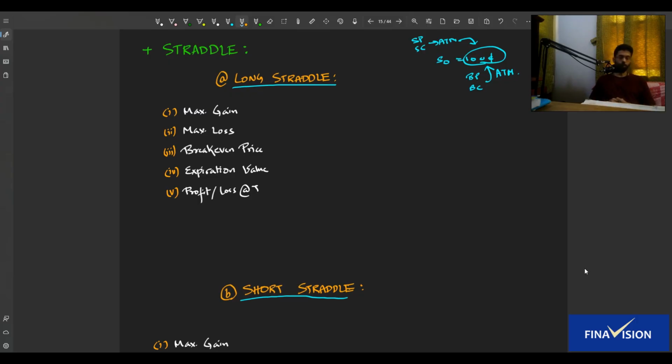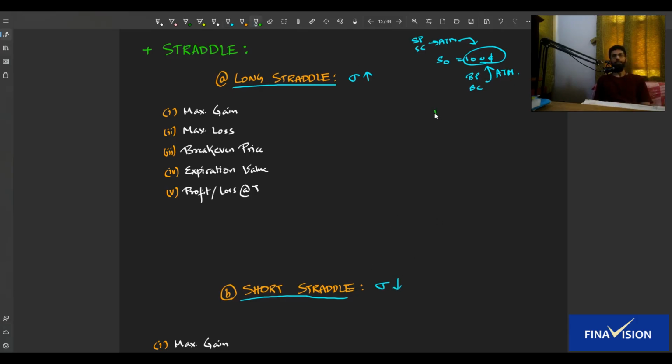But first, we have to understand, if we do not have a view in direction, then why do we want to get into an option strategy? The reason is we want to bet on the volatility, right? When we are predicting that the volatility is going to go up, then we are going long straddle. Long straddle means long volatility, and short straddle means short volatility. We are predicting that the volatility is going to come down.